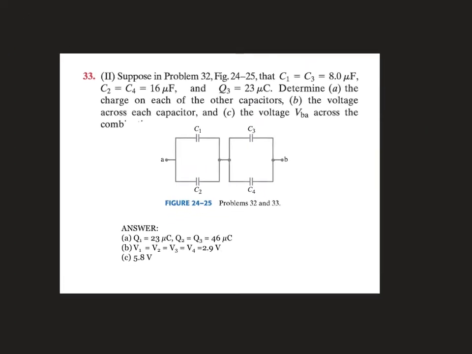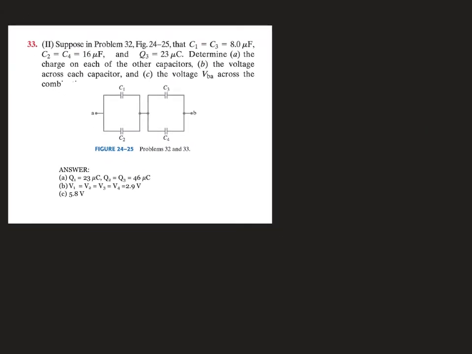This question is quite different from the previous one. The question asks you to find the charge of each capacitor and the voltage across each capacitor. They didn't give you any voltage between VA and VB, but they already give you the charge at Q3. So Q3 is 23 microcoulomb. You need to understand that C3 and C4 are parallel, which means the charge is going to be different.